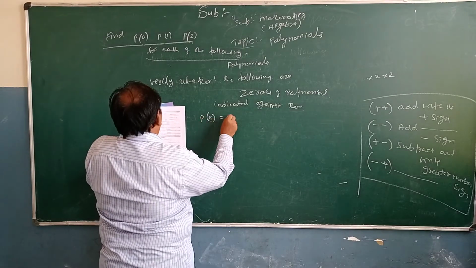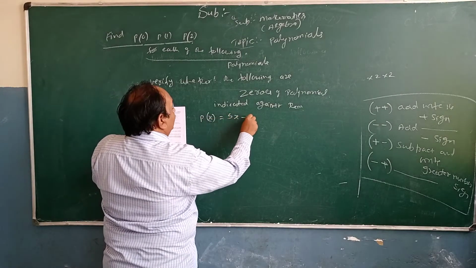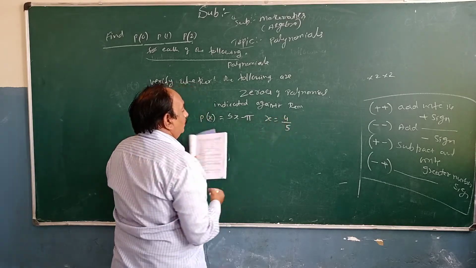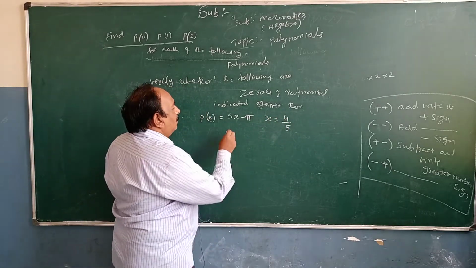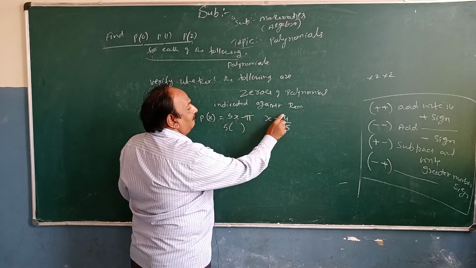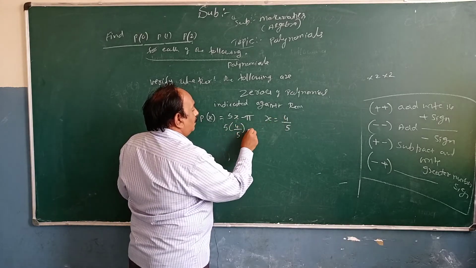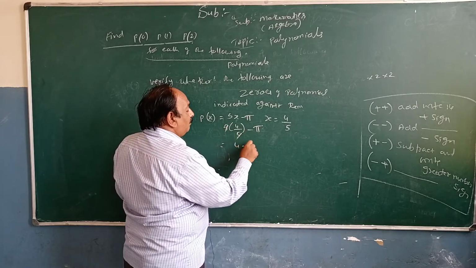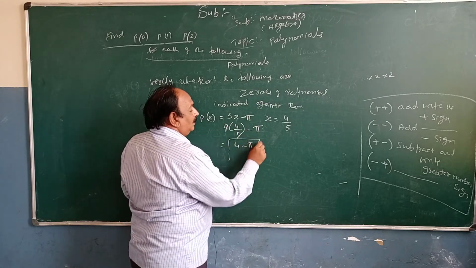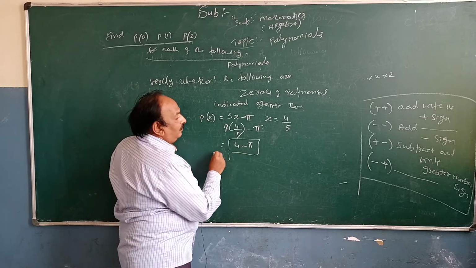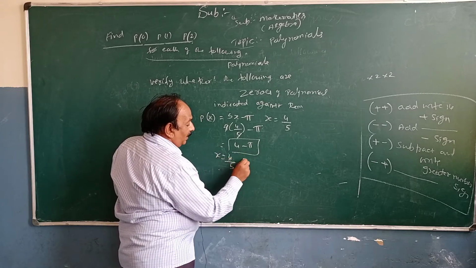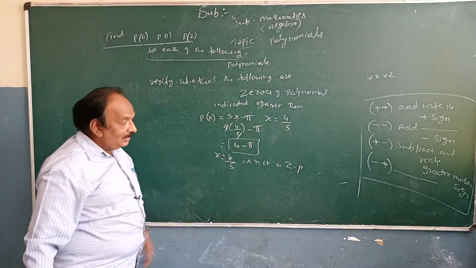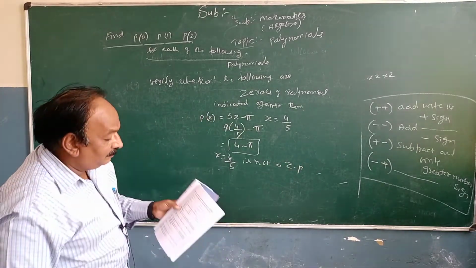P of x is equal to 5x minus 5, x is equal to 4 by 5. Okay, 5 into what is the value of x? 4 by 5, minus 5. 5 cancel. 4 minus 5. So we do not get 0. Therefore, x is equal to 4 by 5 is not a zero of the polynomial.